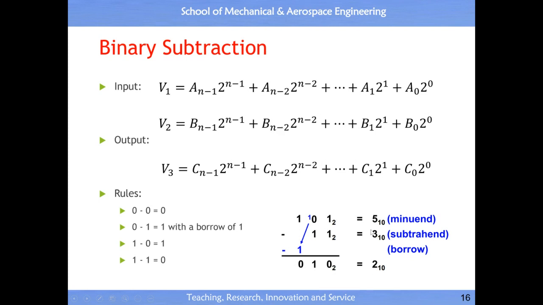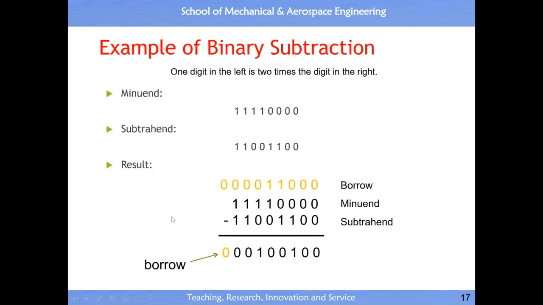So in mathematics, this we call the minuend. This is a subtrahend. So the minuend and the subtrahend. So then we have a borrow. This is a borrow, a borrow of 1. And here I just show you one more example. So we have a minuend like this, subtrahend like this. Then the result will be like this.